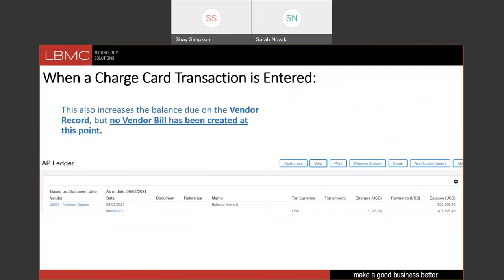All right, when a charge card transaction is entered, what is that doing? It is increasing the balance due on the vendor record, but no vendor bill has been created at this point. If we go in and look at our AP ledger, we see that $1,025.69 charge to American Express, but again, no vendor bill has been created at this point.